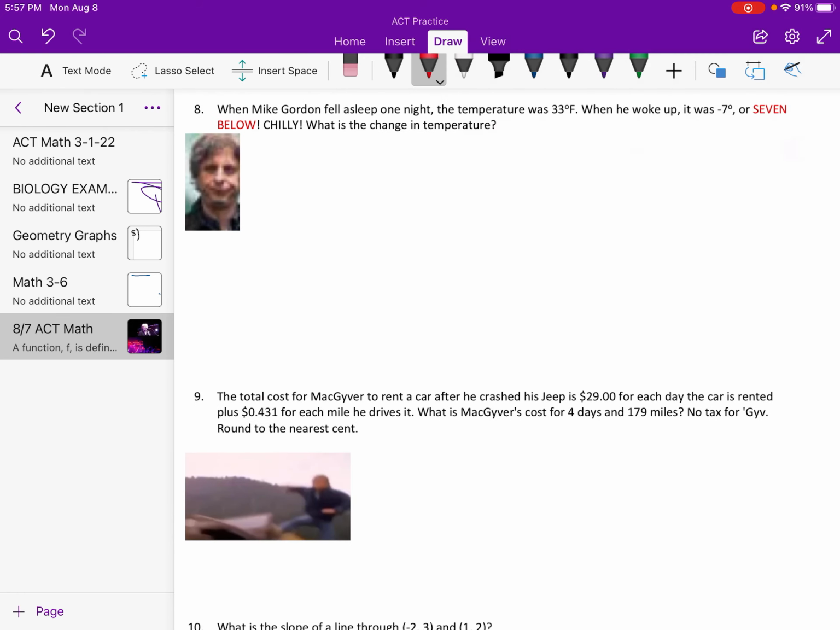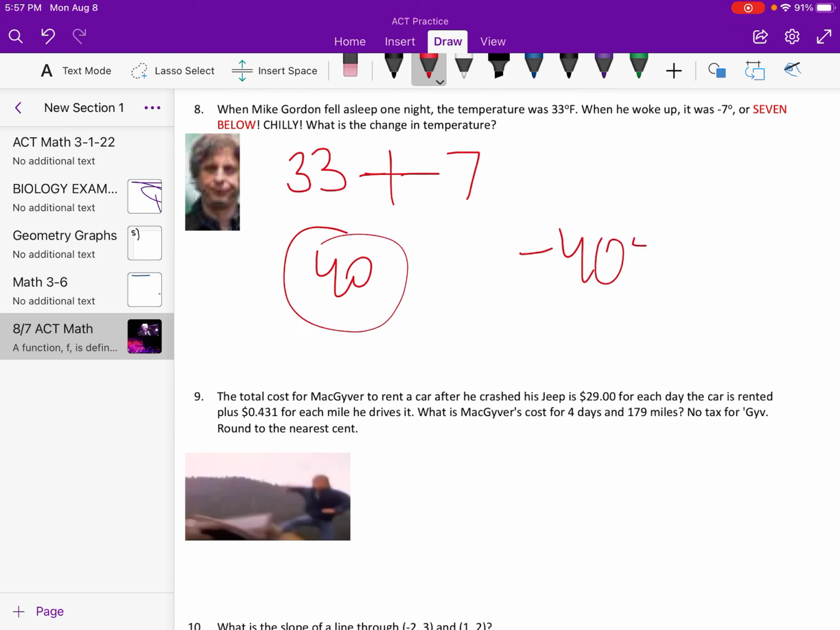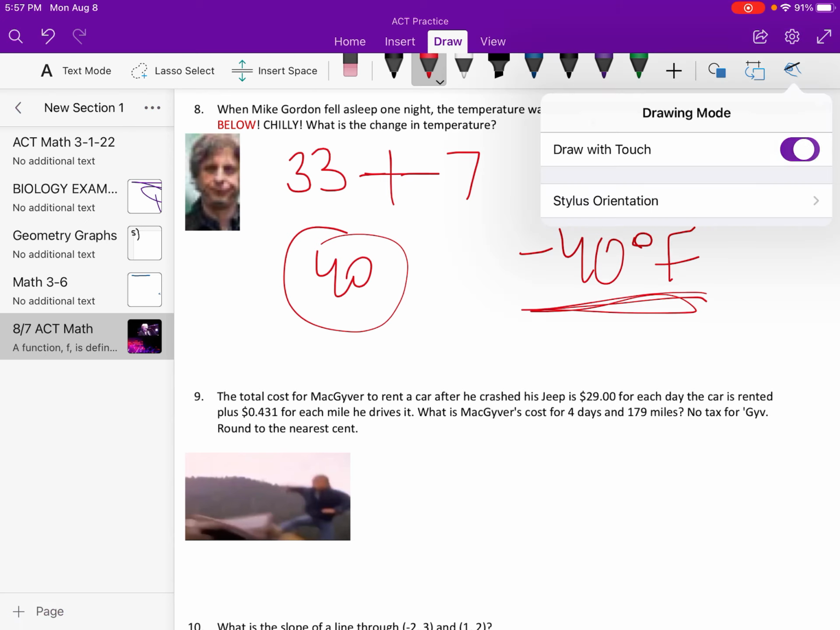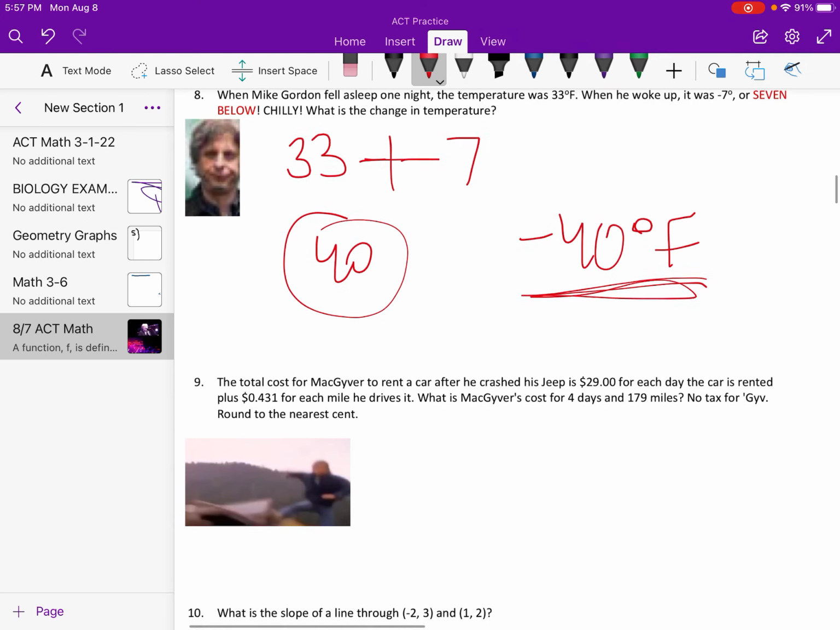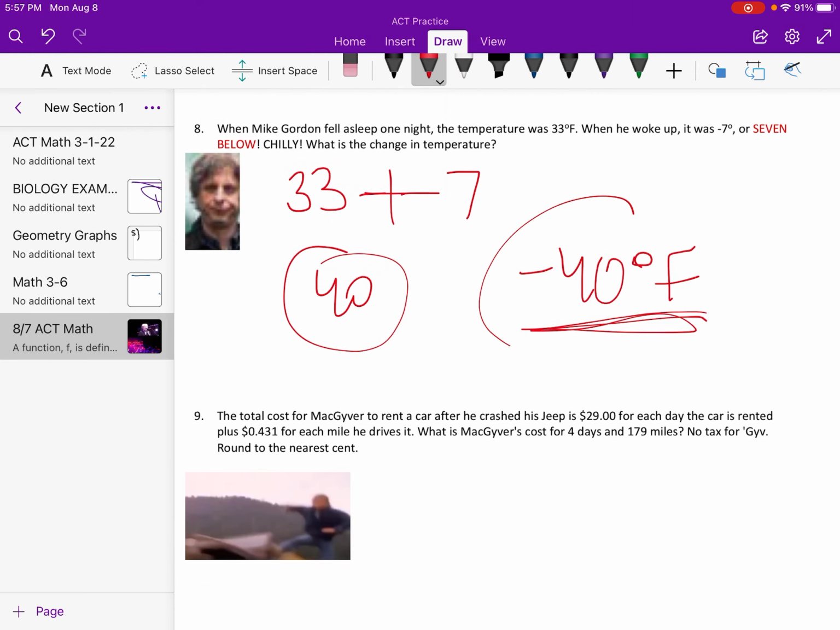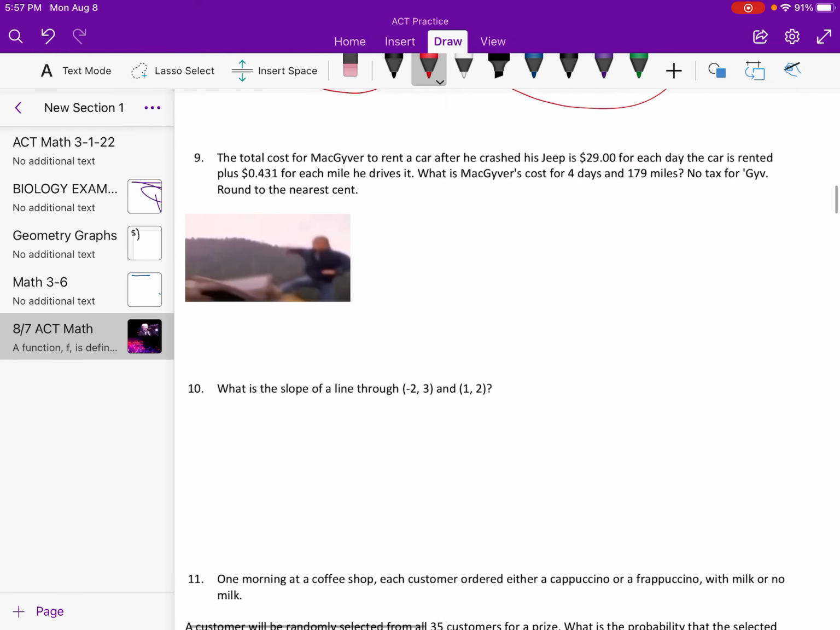Okay. When Mike Gordon fell asleep, the temperature was 33 degrees. When he woke up, it was 7 below. What's the change in temperature? Well, all we have to do is 33 minus negative 7, which really turns into plus if you know that, and that is 40. But if we're thinking about the change in temperature, we would say it went down 40 degrees Fahrenheit. That's the right thing if you're doing change in.